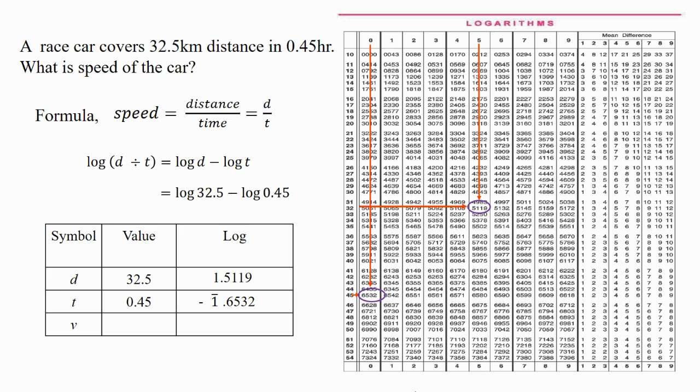Now you can see you have a subtraction: 1.5119 minus bar 1.6532. As I already mentioned to you, student, bar 1 represents a minus. Bar 1 is minus 1. The minus 1 is just represented in the form of bar 1. So whenever you have a subtraction sign, which is a negative, and the bar 1, which is a minus 1, that minus will become plus.